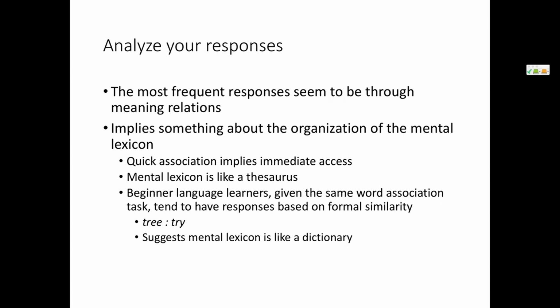Okay. So the most frequent responses are meaning relations, and again, it indicates something about the organization of the mental lexicon. So quick association implies immediate access, and that means that your mental lexicon is similar to a thesaurus or possibly like a dictionary. Beginner language learners, if they have the same word association, they'll have formal similarity. Tree, try, they might go with that. So maybe it's stored like a dictionary.